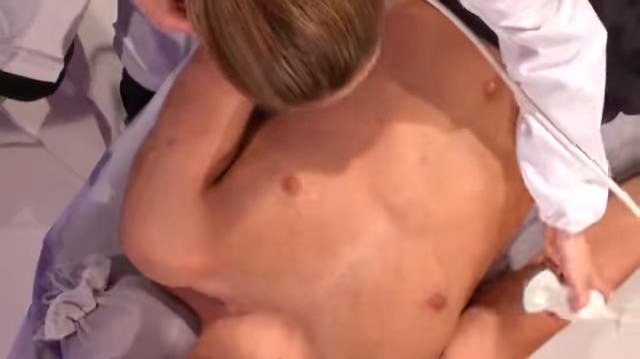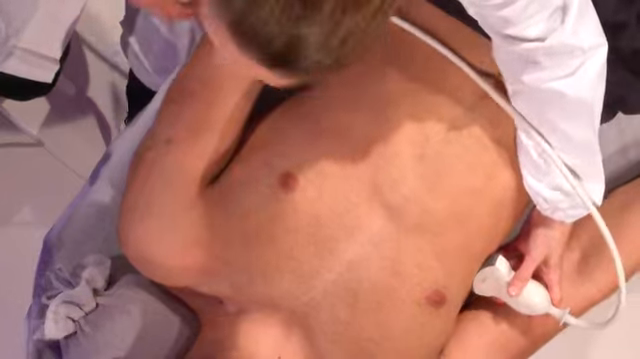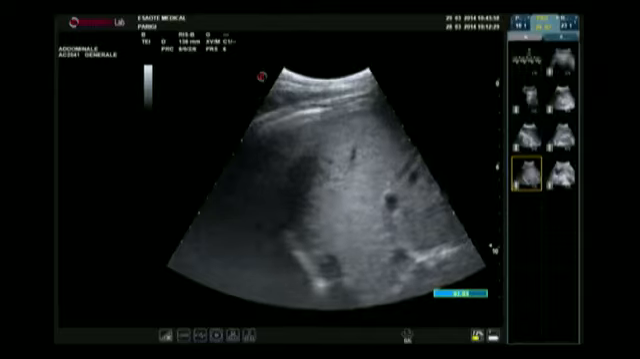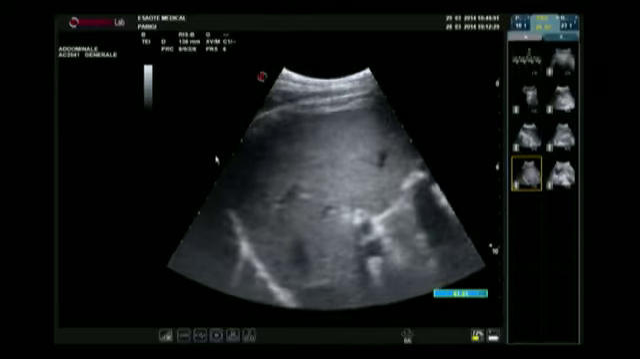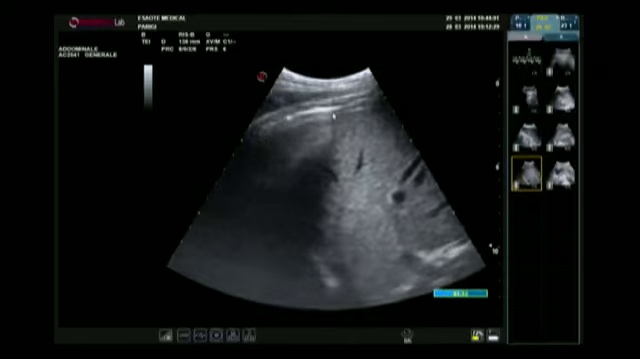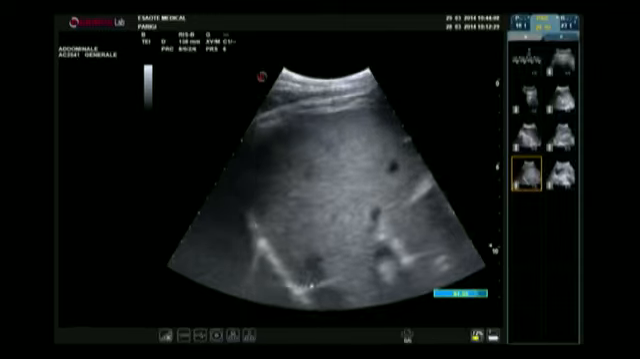And then you have to scan the right costophrenic angle, like here, and you will see the liver, and you will see the lung coming on the liver during inspiration. And here you can search for pleural effusion.